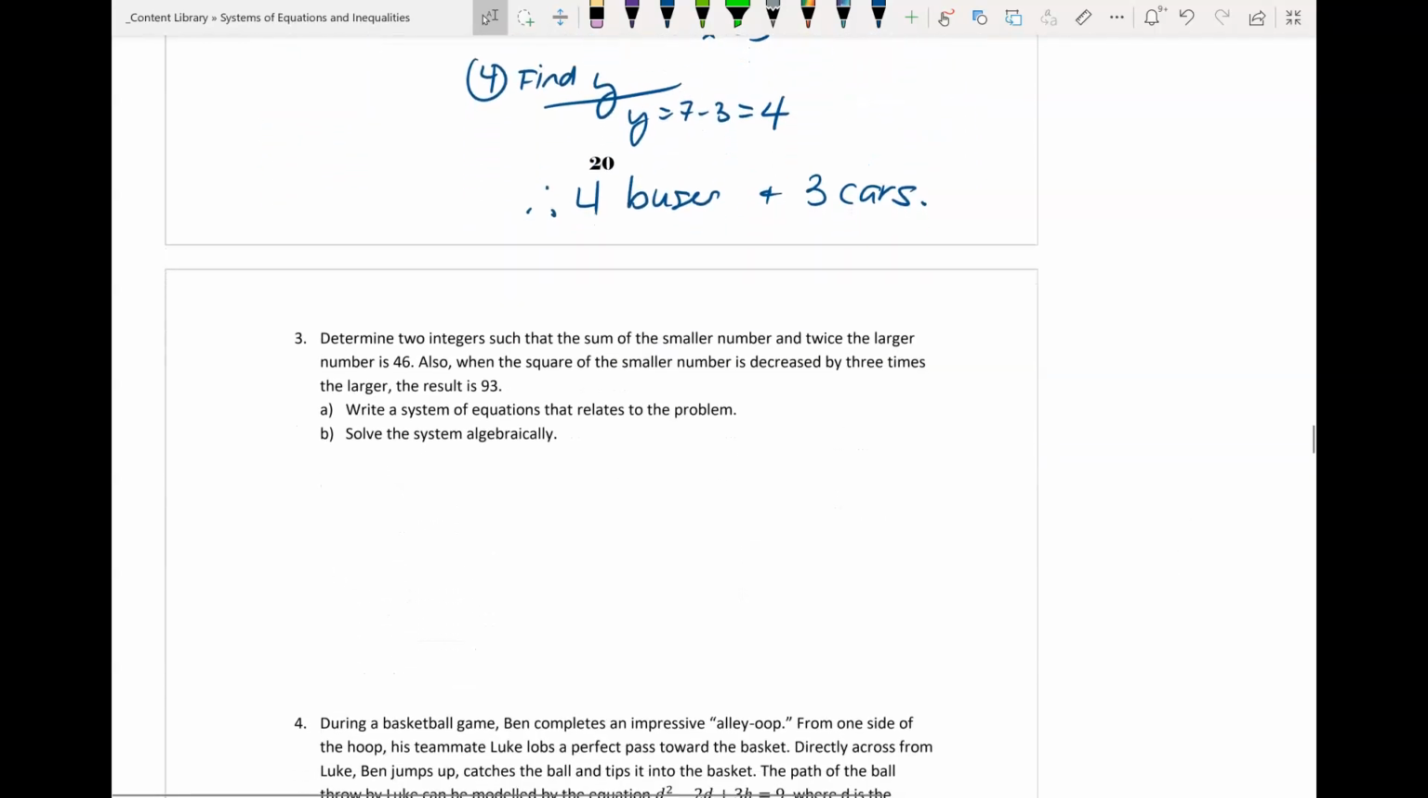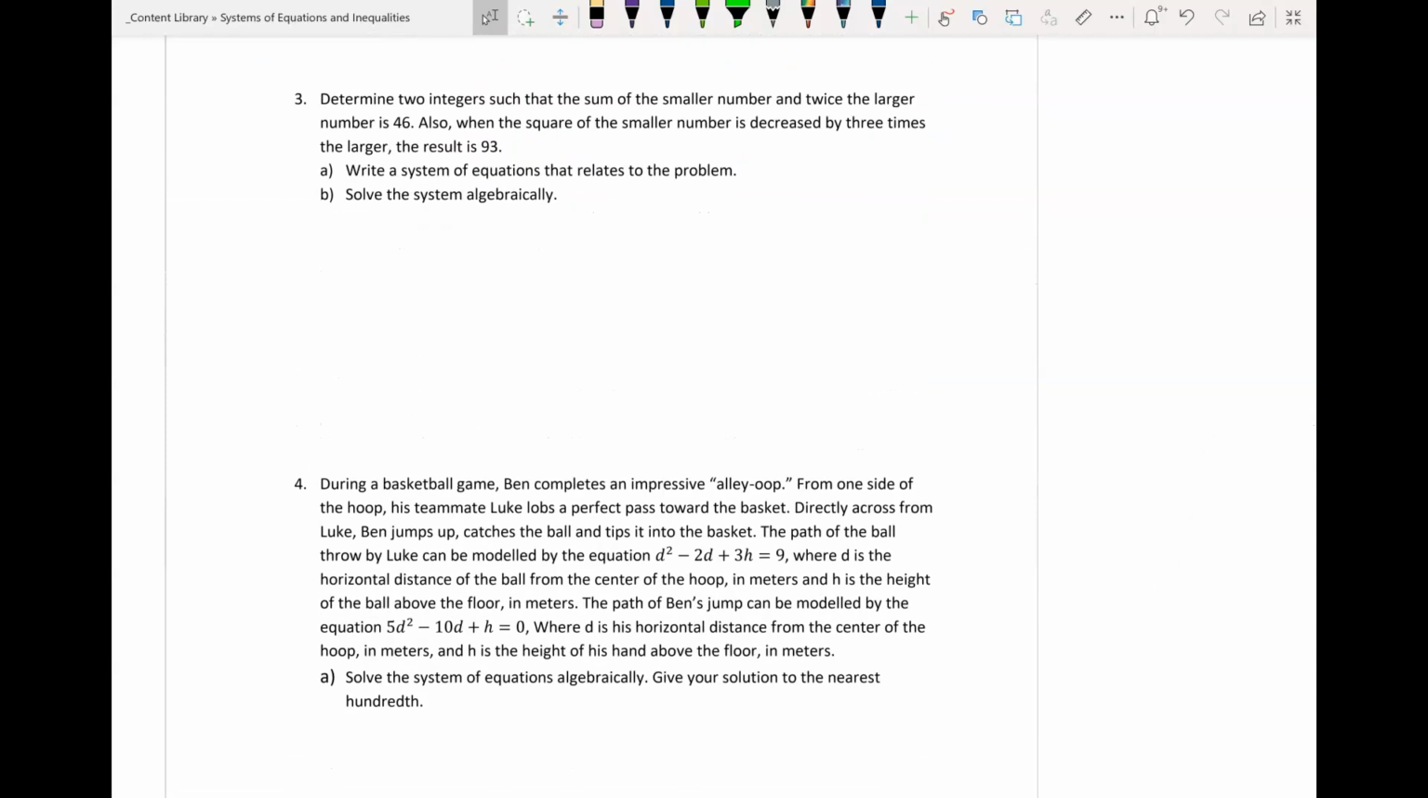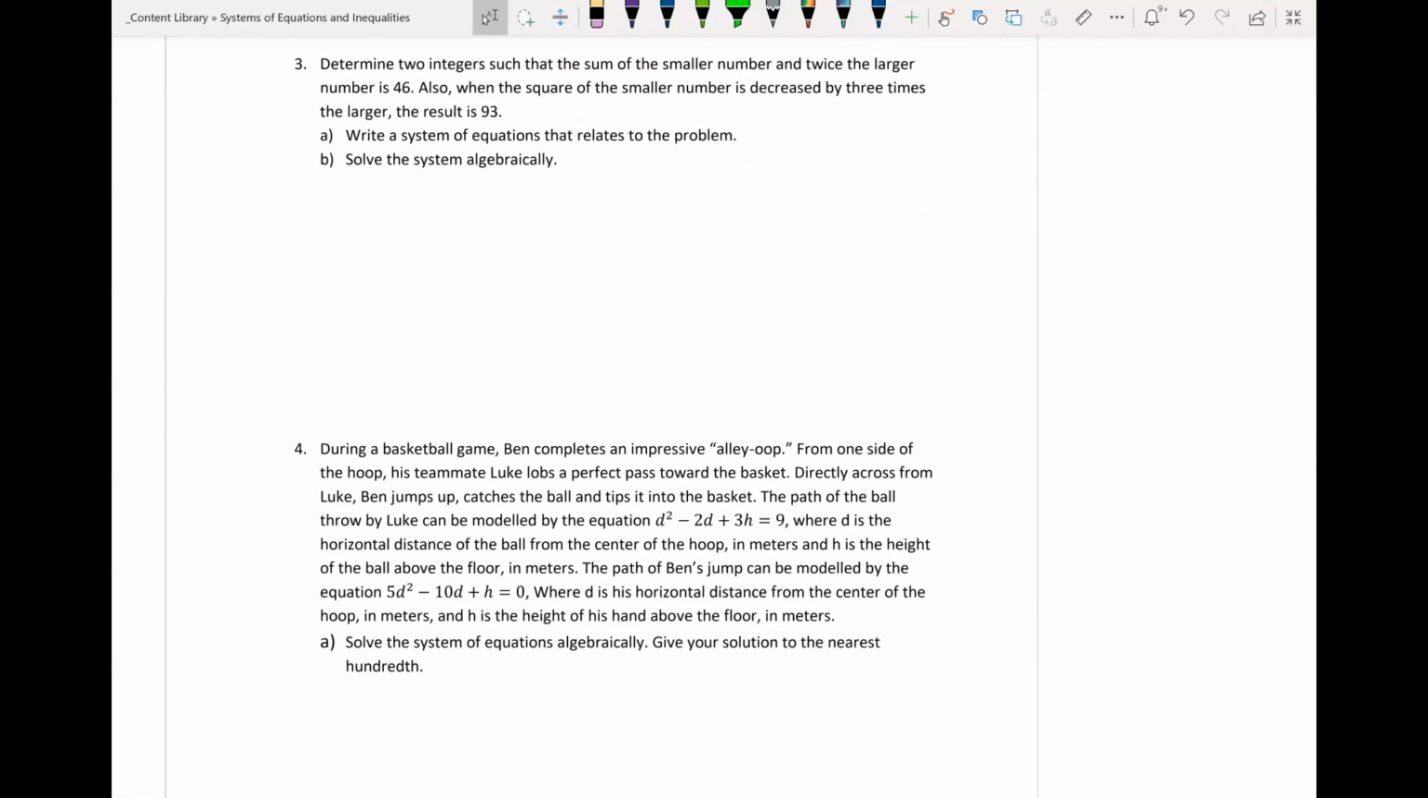We're going to do 2 more examples together, and these ones are a little bit different. In this case, we're going to determine 2 integers such that the sum of the smaller number and twice the larger number is 46. Also, when the square of the smaller number is decreased by 3 times the larger, the result is 93. The first thing we want to do is create this system of equations.